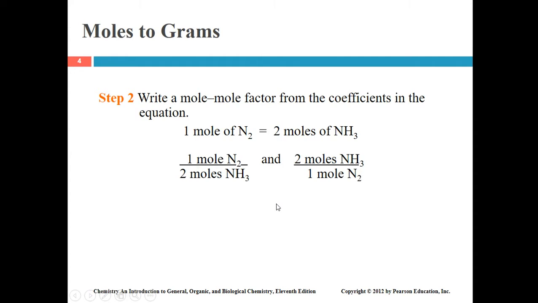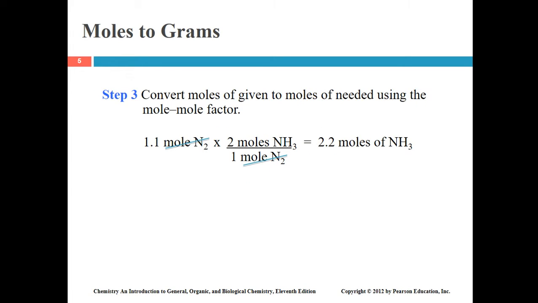So obviously we can put the 1 mole of nitrogen over the 2 moles of ammonia, or vice versa, the 2 moles of NH3 over 1 mole of nitrogen. Let's see which one we need. Well, at the end of step 1, we were at 1.1 moles of N2. So we know we have to cancel out the moles of N2. That's why we're going to need to use the ratio of 2 moles of NH3 to 1 mole of N2. So the moles of N2 cancel out. When you do that math, you get 2.2 moles of NH3, and you think, oh great, I'm done. No, because the question wanted to know how many grams of NH3.